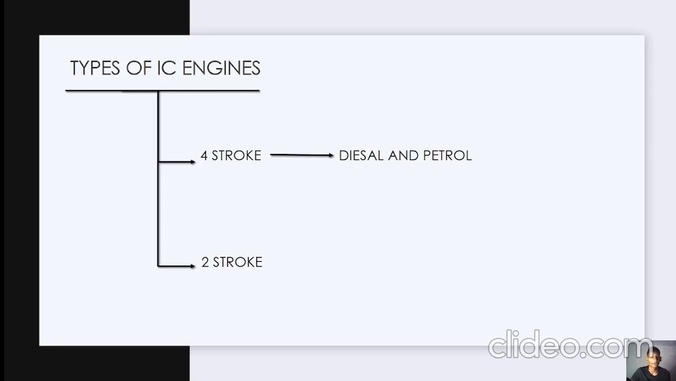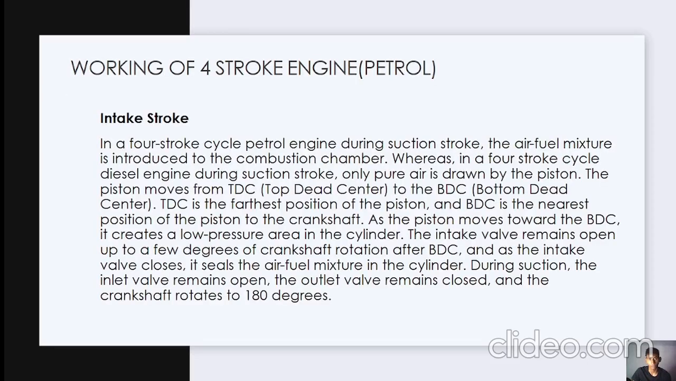There are two types of IC engines. One is four-stroke engine and the other is two-stroke engine. In four-stroke engine, we can see two different types of IC engines. One is diesel and the other is petrol. Working of four-stroke petrol engine.